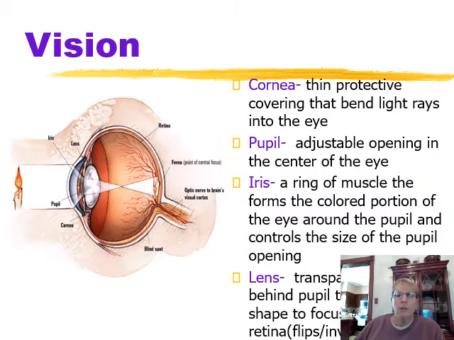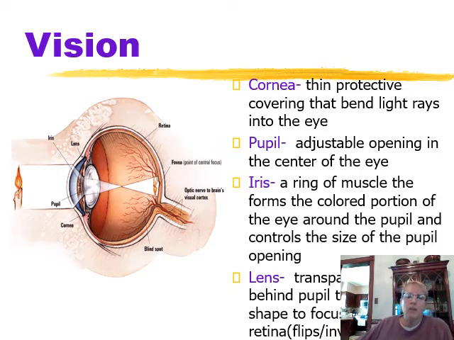Now vision, I'm going to run through it. Here you have a diagram of the eye. The candle is what the eye is focusing on. The thin outer protective covering of the eye is known as the cornea. What does the cornea do? The light waves or energy that hit the cornea, it bends those rays inward into the eye. So it protects and bends the light waves in.